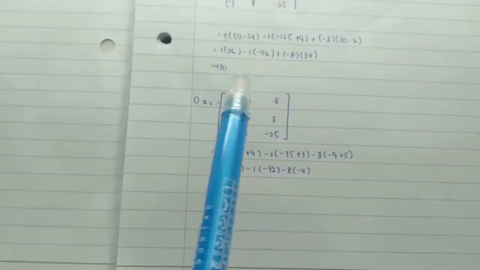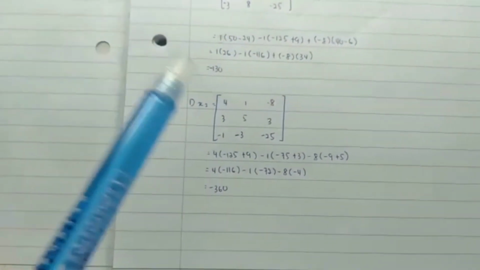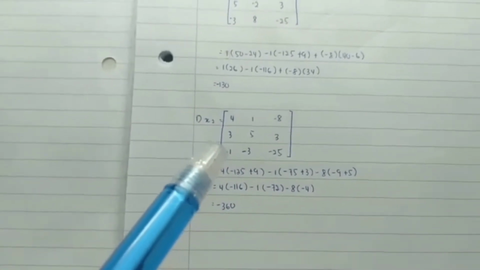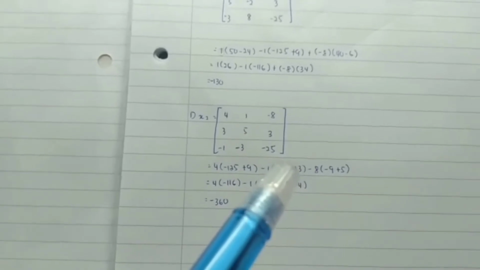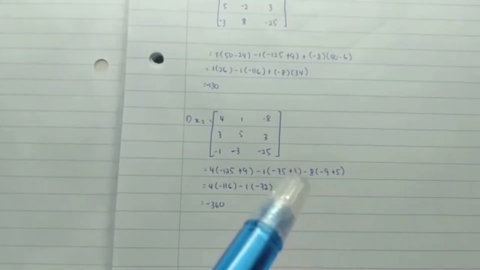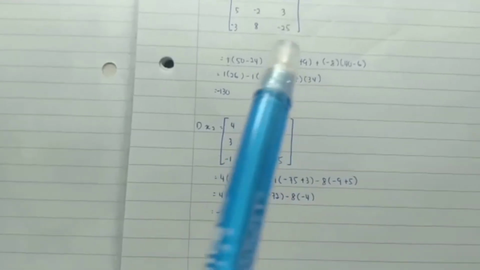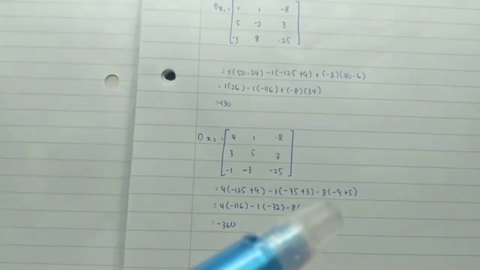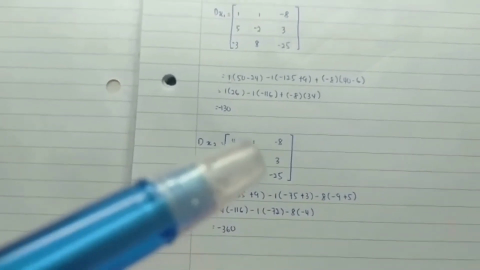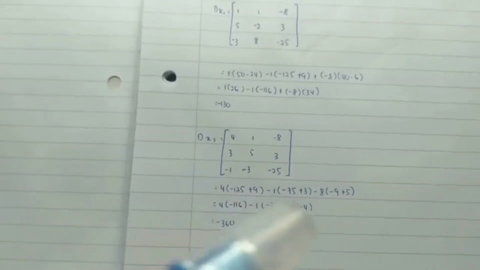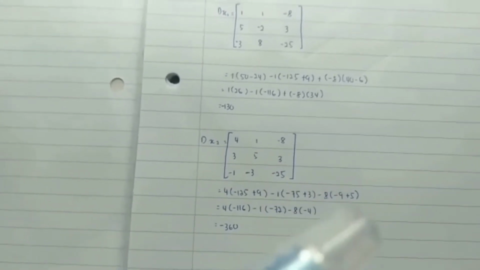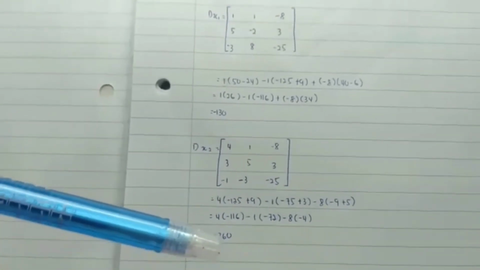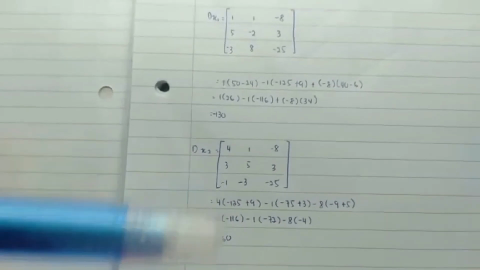So you close this and this, and you'll get 3 times negative 25, negative 75, and negative 1 times 3, so positive 3, minus 8, this 8, and close this and this. So 3 times negative 3, negative 9, and negative 1 times 5, negative 5. So negative and negative, positive 5. So as usual, complete the calculation, and you'll get negative 360 for dx2.